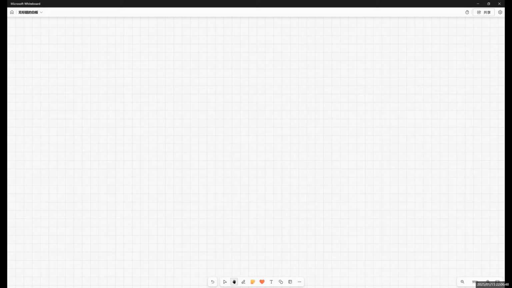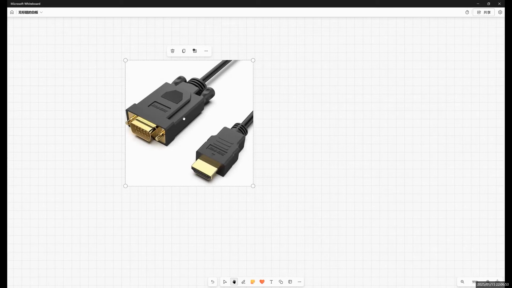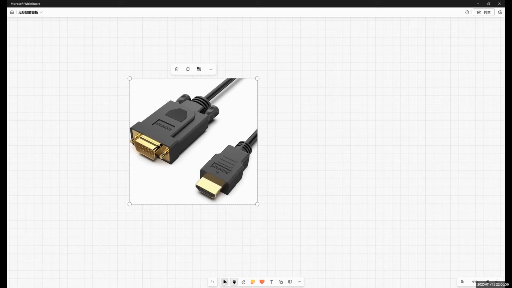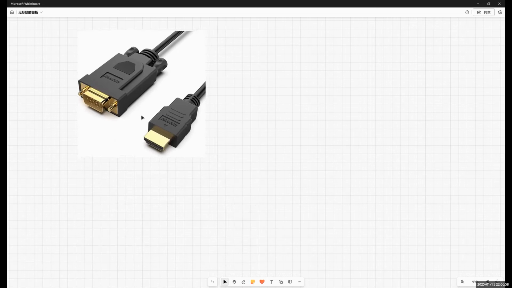Suppose we have some cables, video cables. A cable has two ends. Let me write it down. A cable, or video cable, has two ends: the source endpoint and destination endpoint.